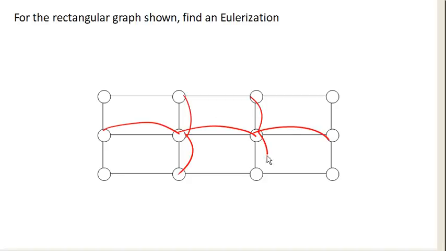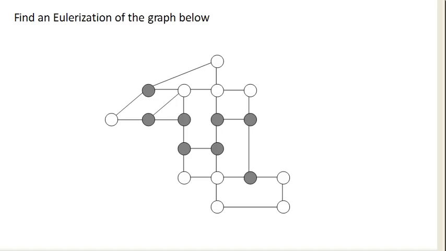In general, we want to minimize the number of duplications we have in our graph, because each of those duplications means that we're walking along an edge twice. And generally, that's not a good thing. So let's look at another graph. All the odd degree vertices are highlighted here. Let's see if we can find an Eulerization of this graph.